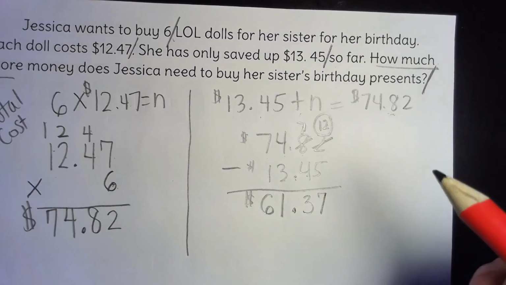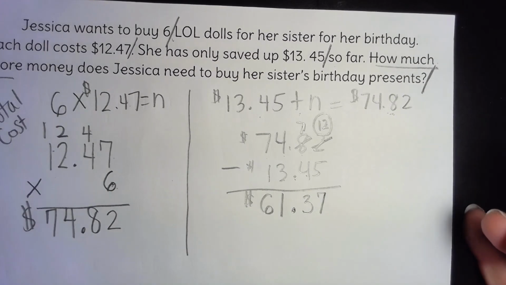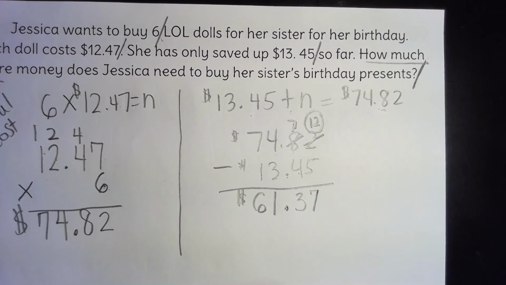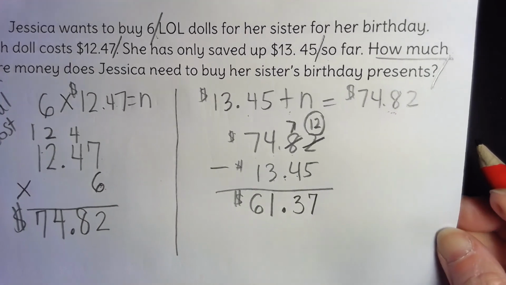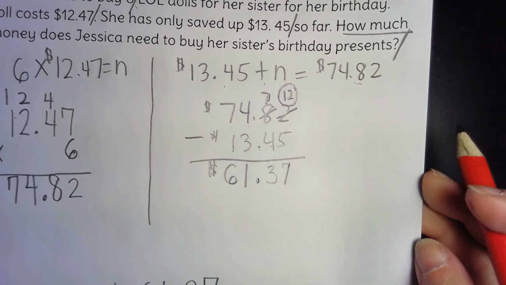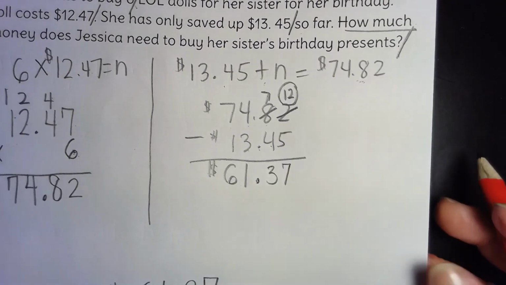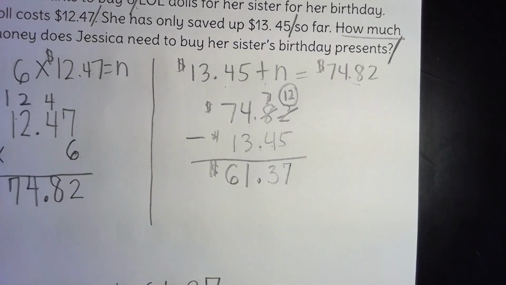Whoa, Nelly, she has a lot to save or earn. But what a good sister she is, that she's so thoughtful. She has a lot of hard work to do. She needs $61.37. But her sister's going to be so happy, right? All right.